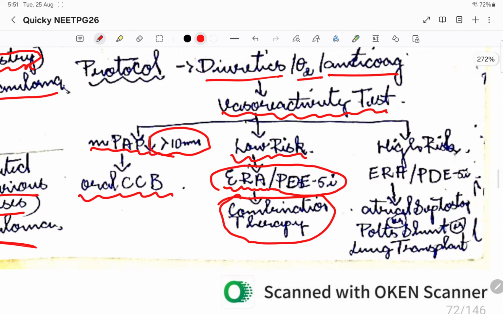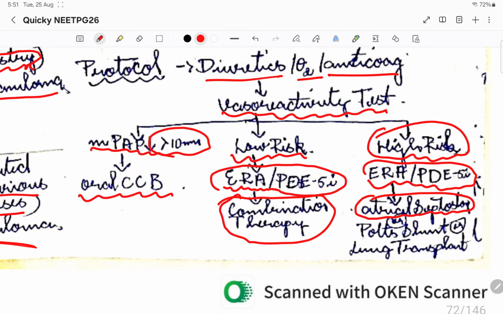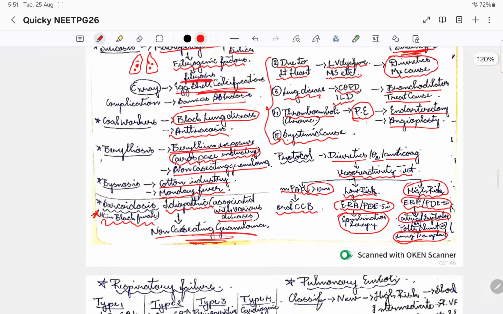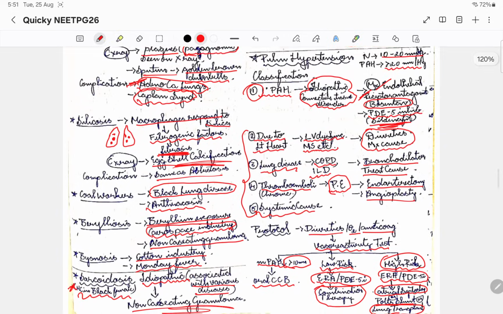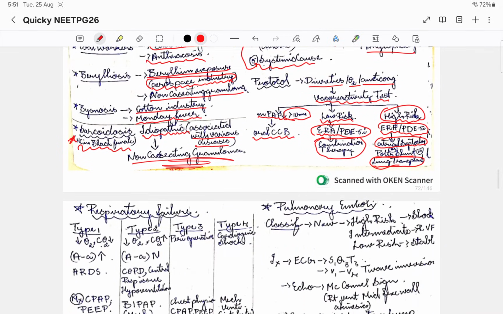If it is a high risk case, we are going to go for a high dose of the same thing. Okay, so then we are going to go for combination therapy. Then what we are going to do is arterial septostomy, or we are going to do Potts shunt, or finally we are going to go for lung transplant. Okay, so this is what is done with respect to pulmonary arterial hypertension management. Okay, so this is the protocol that we follow.